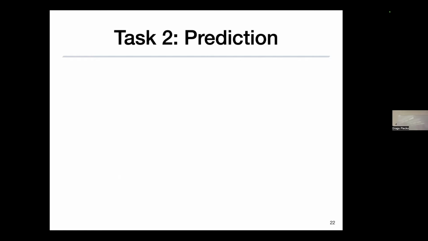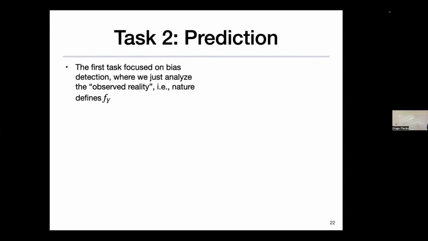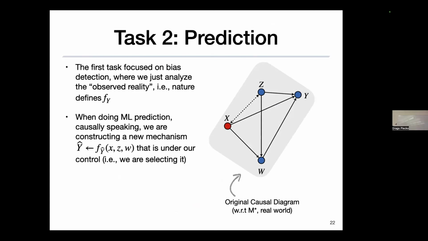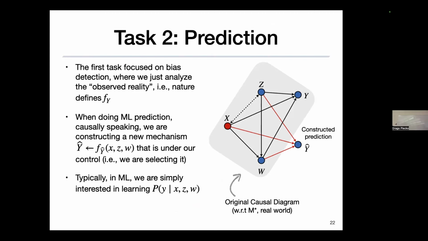What I want to tell you about next is the task of fair prediction. In fair prediction, we have the following setting that was mentioned already. We have the original real world, and now when doing ML prediction, we are adding a new mechanism, right? We are adding a Y hat, and we're possibly replicating an outcome, right?